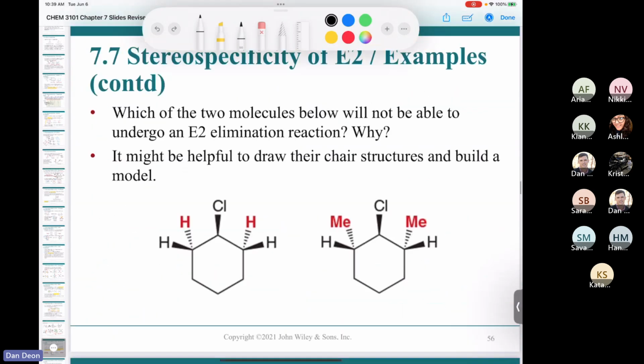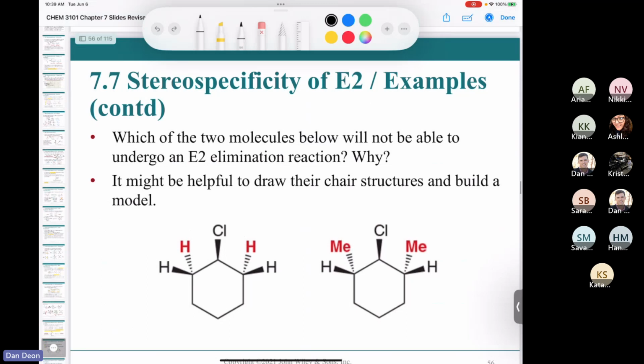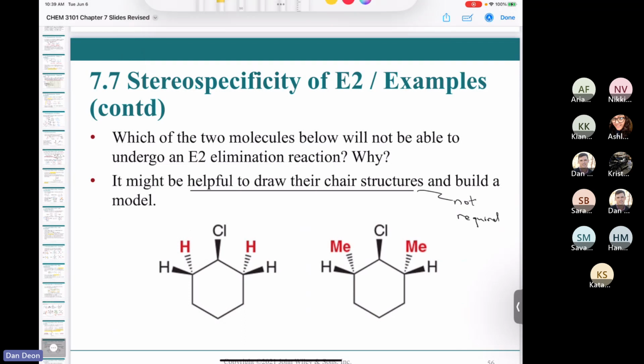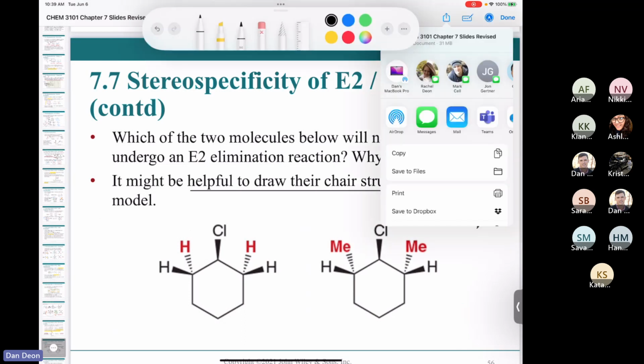So that brings us to this question here. It's a great question. You can see how this would be a great quiz question. It says, which of these two molecules will not be able to undergo an E2 and why? It might be helpful to draw the chairs. You don't have to draw the chairs though, okay? Let's put here, not required to answer the problem. You don't have to draw the chairs. Let's think about this very carefully.